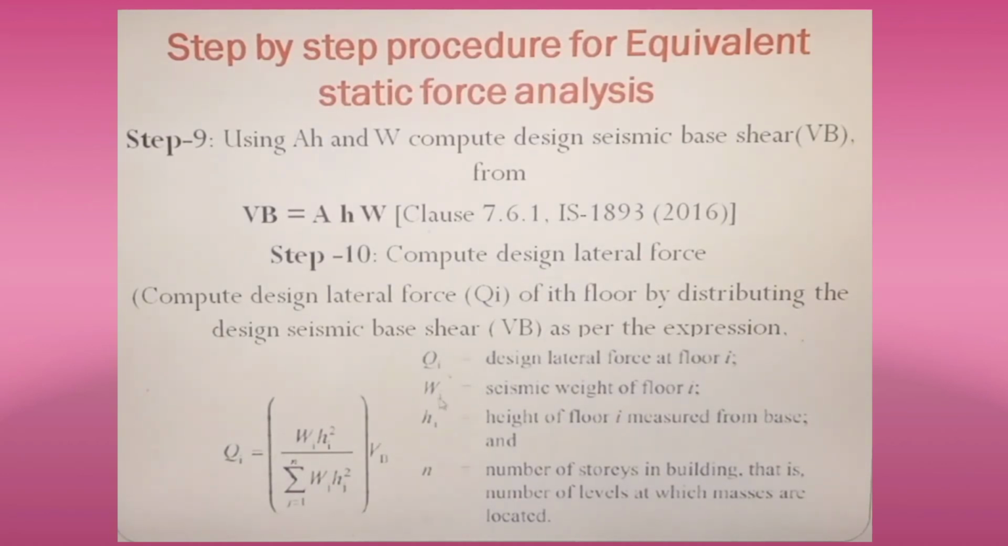Qi is the design lateral force at floor i, and Wi is the seismic weight of floor i. Hi is the height of floor i measured from the base. We'll have a discussion on this while solving the problems. N is the number of stories in the building, that is, the number of levels at which masses are located.